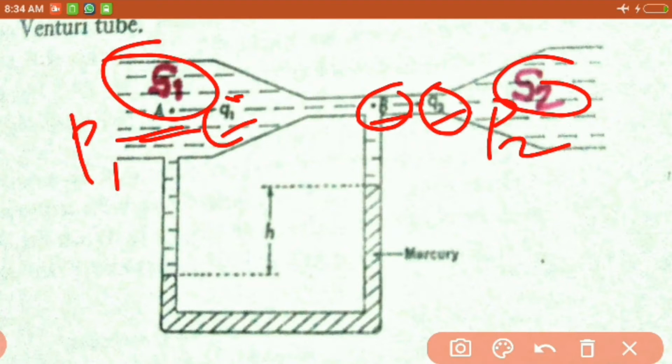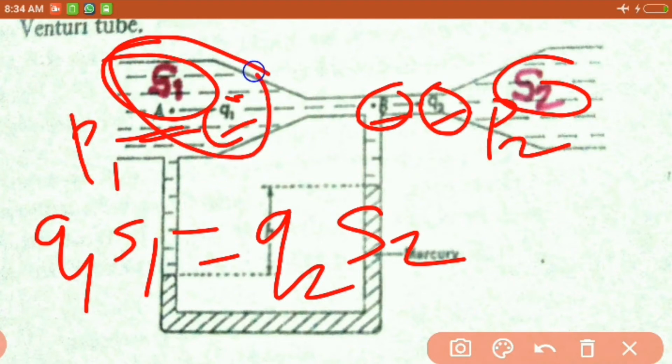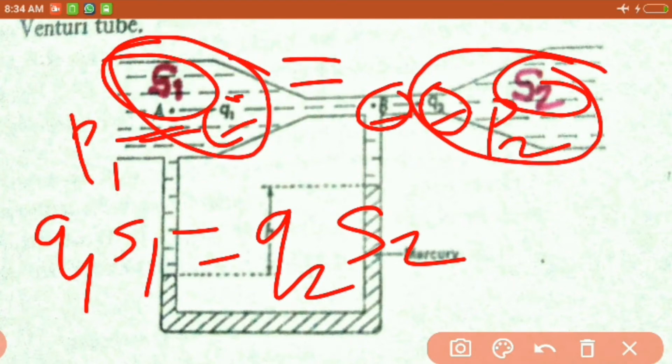The equation of continuity, taking the fluid to be incompressible, is q1 S1 is equal to q2 S2. Suppose this is equation number one.